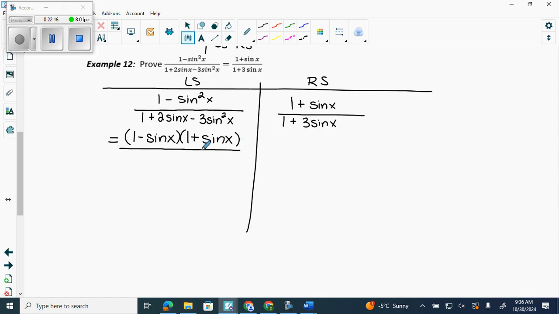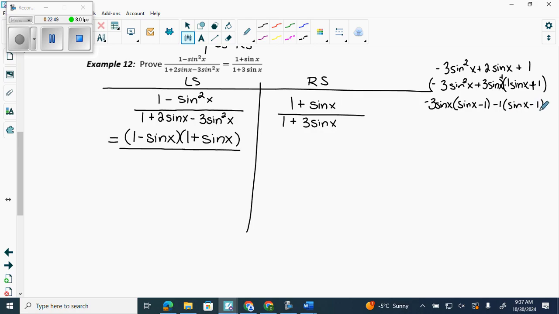The bottom is really awesome, isn't it? But we have negative 3 sine squared x plus 2 sine x plus 1. So I need two numbers that multiply to give me negative 3 and add to give me 2. So I get plus 3 sine x minus 1 sine x plus 1. Group, with a plus sign in between. And I can take a negative 3 sine x out, and then I'm left with sine x minus 1. Take out negative 1, sine x minus 1. And then I get negative 3 sine x minus 1 and sine x minus 1.